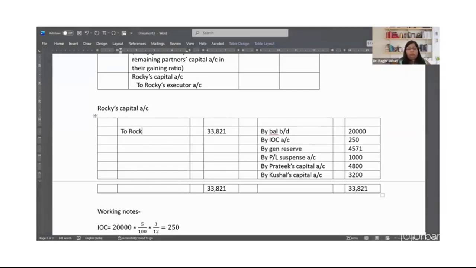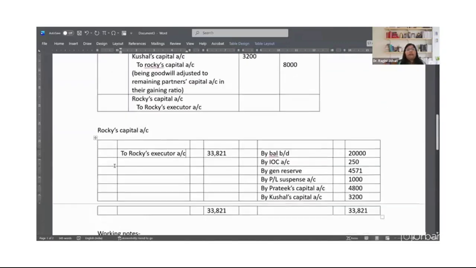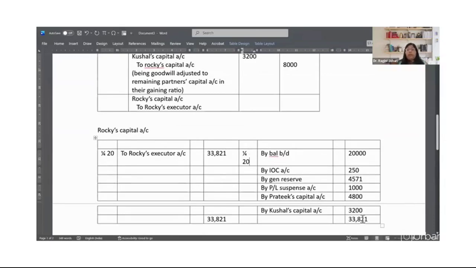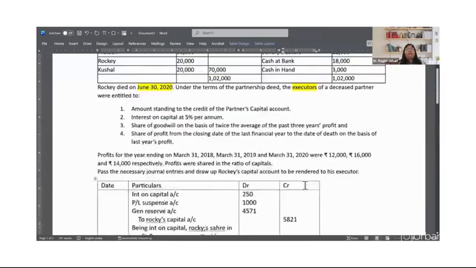To Rocky's executor account. Okay. And this is dated 1/4/20. Similarly, 1/4/20. Okay. Now we have this amount, so here we will be posting this amount only, 33,821 and 33,821. Okay. This is all about this topic, right?